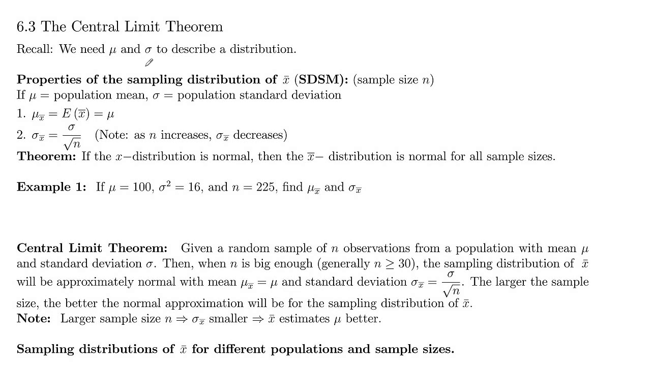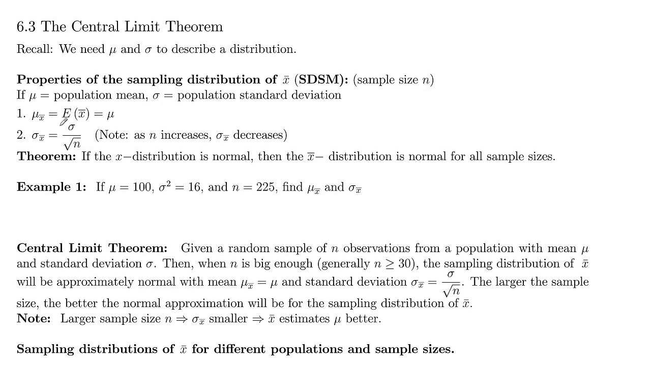So recall that when you have a distribution, the mean and the standard deviation will completely describe the distribution if it's a normal distribution. So with that in mind, what we'd like to do is be able to find the mean and the standard deviation fairly easily of the sampling distribution for X bar. Sometimes that's also abbreviated like this, SDSM, sampling distribution of the sample mean, with sample size n.